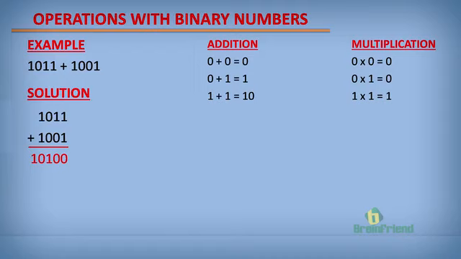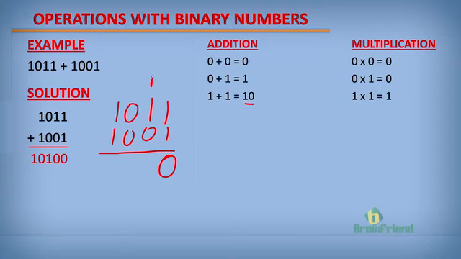Let's look at a few examples to understand operations with binary numbers using their identities. In this example, we have 1011₂ plus 1001₂. So, I'm going to solve it out here. Now, 1 plus 1. Remember our identity for binary: 1 plus 1 is 10, not 2. So we write down 0 and carry the 1.